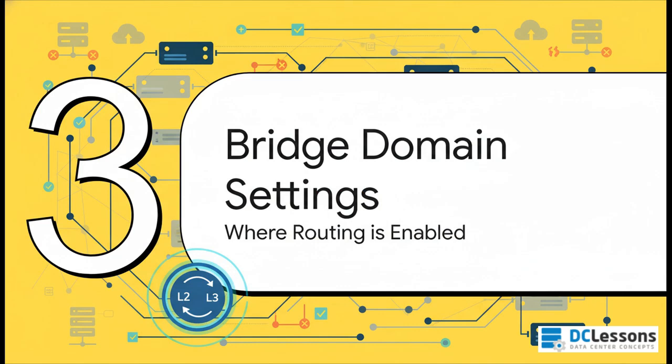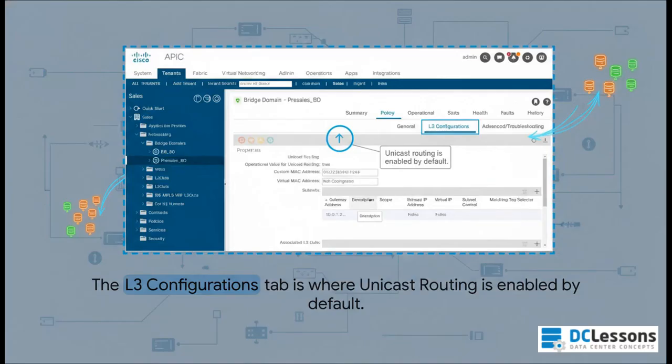Okay, so let's say our logical config is perfect, and we've confirmed Layer 2 is happy. Now we can zoom in on the component that actually turns on the routing inside the ACI fabric, the bridge domain. There are a few settings here that can absolutely make or break your Layer 3 connectivity. And here's exactly where you need to look in the APIC.